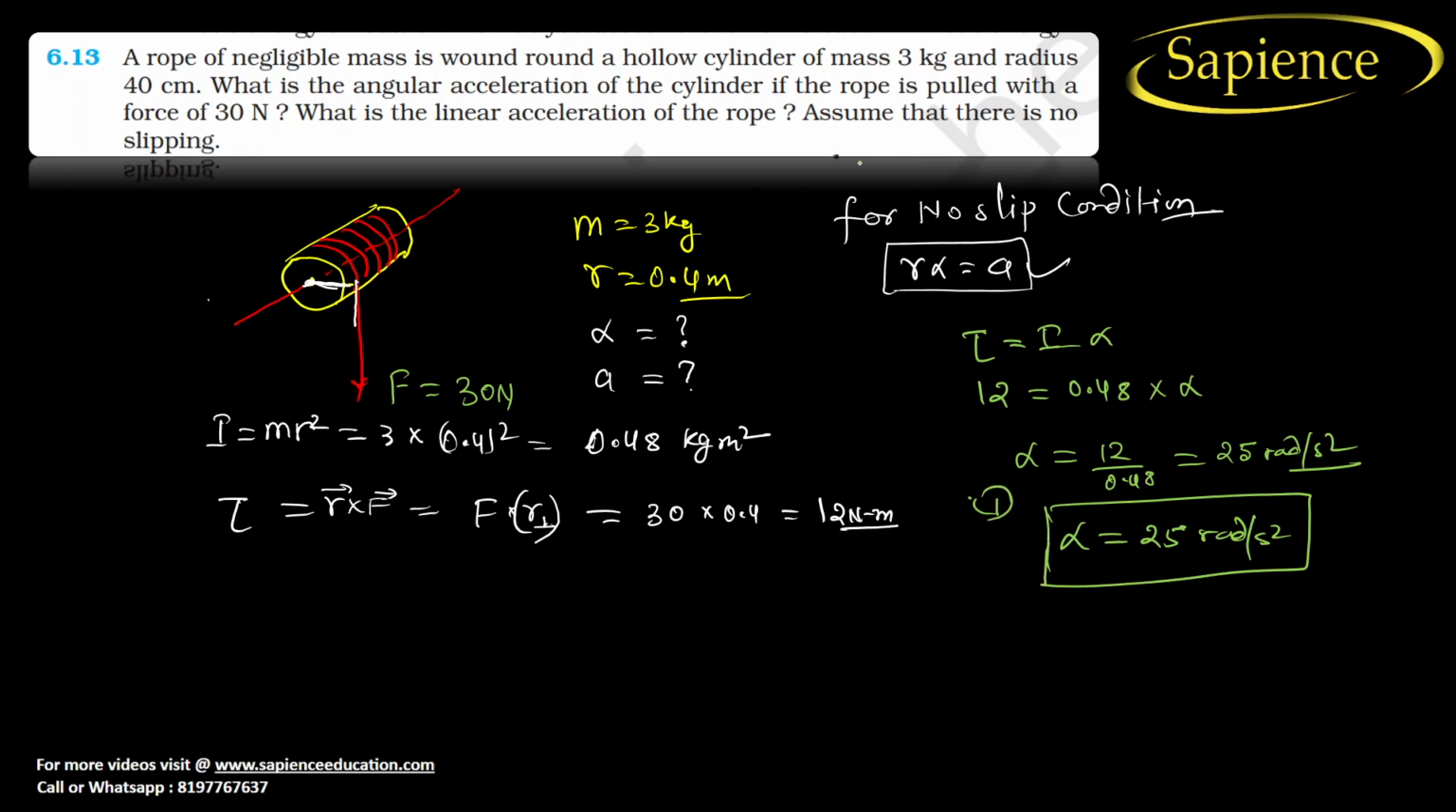Okay, now we need to find the linear acceleration as well. If you want to find linear acceleration, linear acceleration a is equal to r into alpha, so r is 0.4 into alpha is 25. By multiplying it, we will get 10 meter per second square. So finally we have got the value of linear acceleration. I hope this is the easiest question you have ever found.